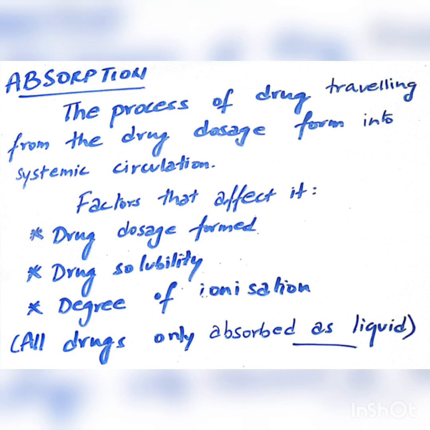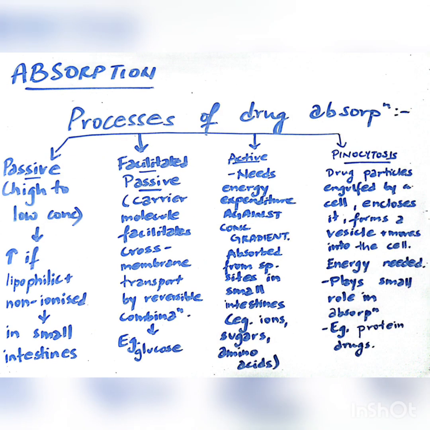All drugs are usually only absorbed as a liquid, so if we ever give solid drug dosage forms such as tablets or capsules, they need to be formulated in a way that they can be liberated and dissolved in the body and therefore be absorbed through absorption membranes easily as a liquid.